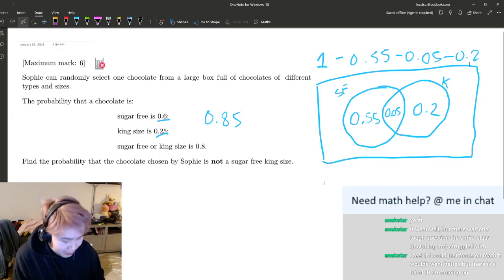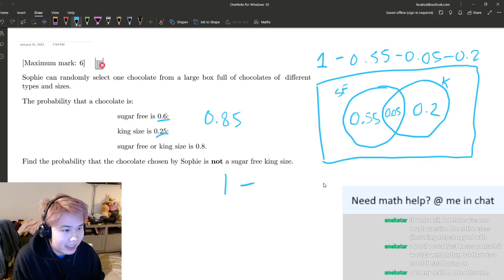Ugh, and then this is a paper 1, so I can't even use a calculator. Okay. This is 1, subtract. What is this? 0.062?